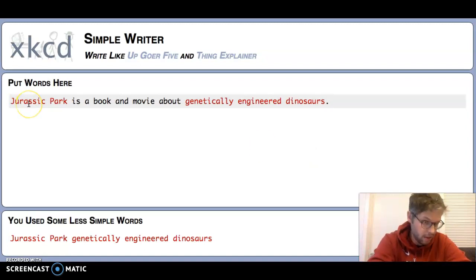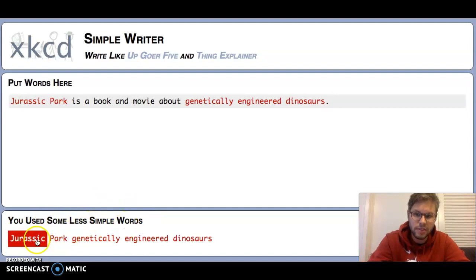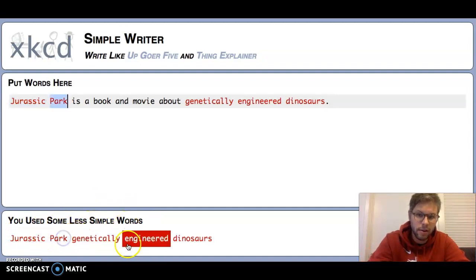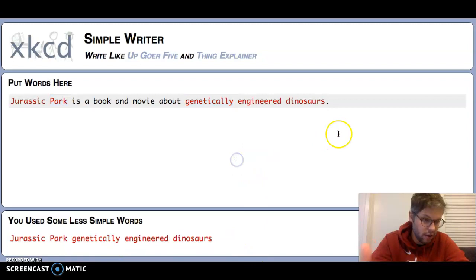Now, there's a few things that you can notice here, right? It's not going to let me say the words Jurassic Park, genetically engineered, or dinosaurs. Those words are too complex to use. They're not used often enough in the English language. We have to use more simple terms. So you can see right down here it says you use some less simple words like Jurassic, like park, like genetically, right?